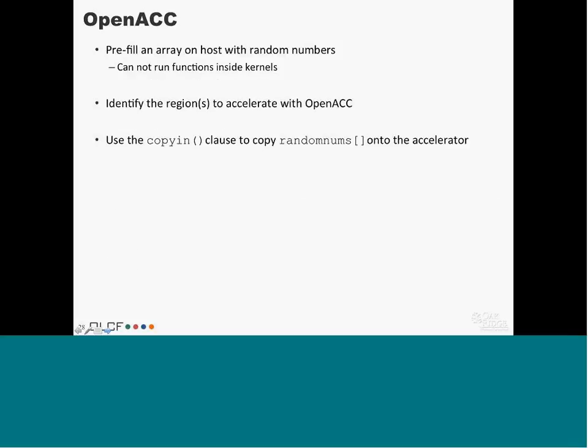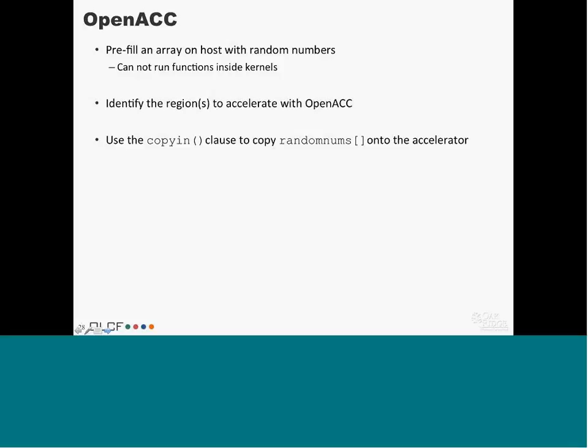Okay, so what we first want to do when we're accelerating our code is, because we can't run functions inside of a kernel, we can't run rand. So we need to pre-fill an array of random numbers, 2 times however many points or however many darts we want to throw, because we don't want to call rand in the kernel. And so we fill this array with random numbers.